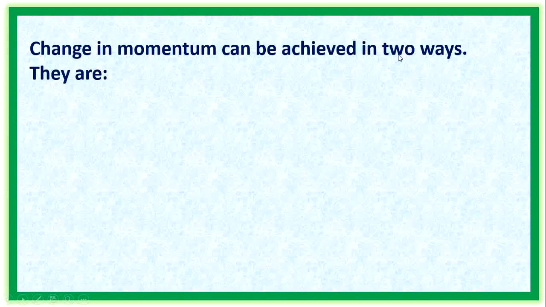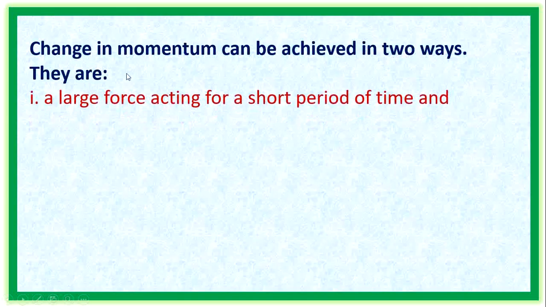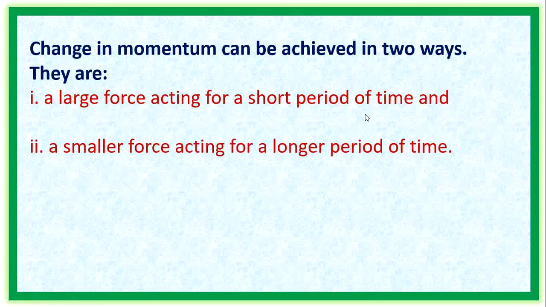Change in momentum can be achieved in two ways. The first is a large force acting for a short period of time: the force is larger and the time interval is very small. The second condition is a smaller force acting for a longer period of time: the force is very small, but the time interval is very long. Based on these two conditions, the change in momentum takes place.